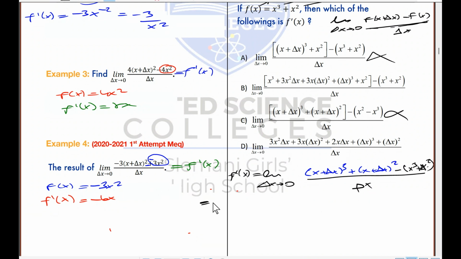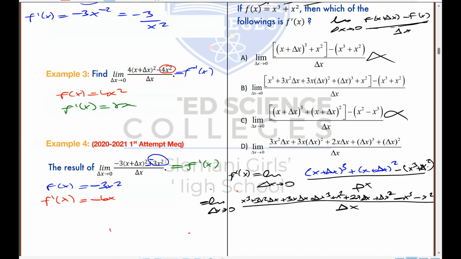So that's equal to limit as delta x approaches 0 of x cubed plus 3x squared delta x plus 3x delta x squared plus delta x cubed. That's how I expanded the first term. Second term, there's square. You know how to expand square. Square of the first one plus 2 times first times second one plus square of the second one. And minus, you distribute this minus to the bracket for the last term. X cubed minus x squared. Okay, I finally fit in.